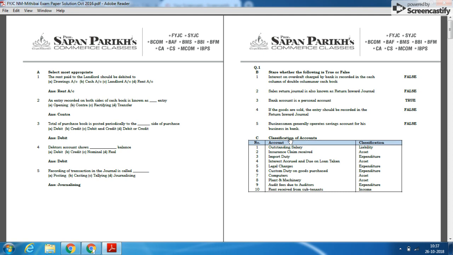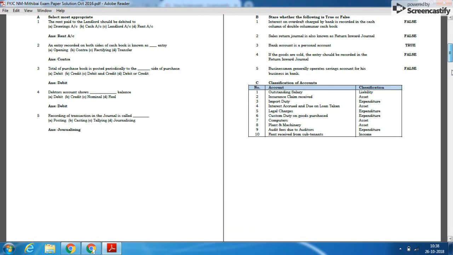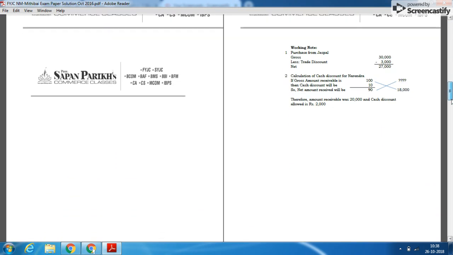So the first question is a multiple choice question. I'm not taking much time here because these are self-explanatory. And the second is true or false, which is also very simple to understand, and classification of accounts. So I think this is self-explanatory. If you have any doubts, please leave your comments in the comment section, and I'll be more than happy to solve it for you. So let me jump to question number two.